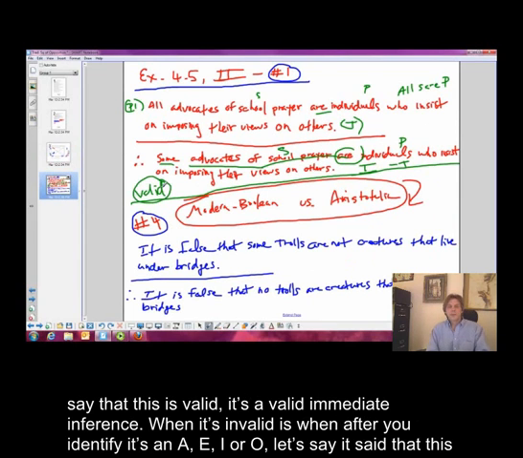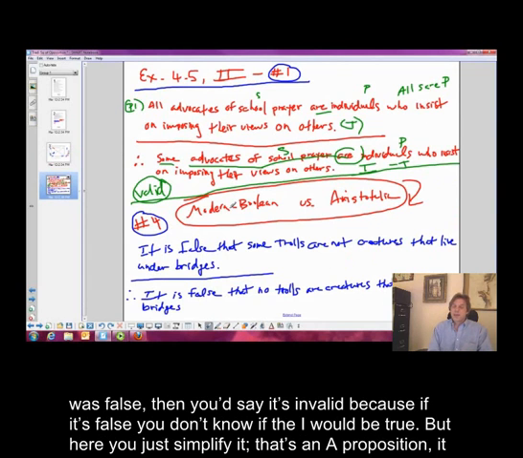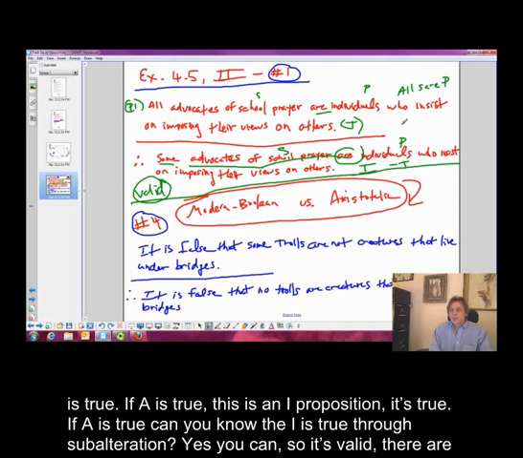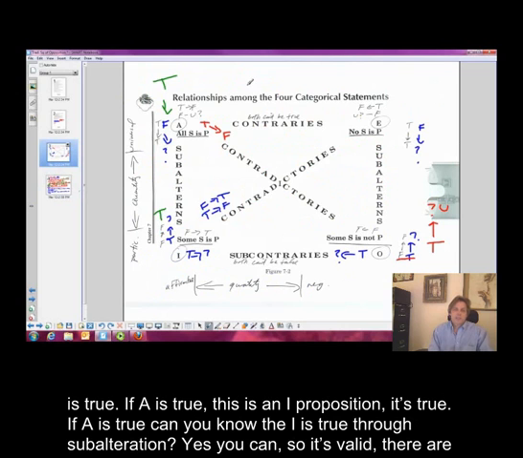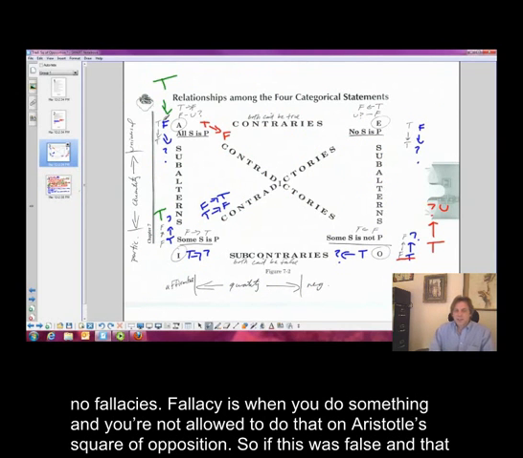Okay? When it's invalid is when after you identify it's an A, E, I, or O, let's say it said that this was false. Then you'd say it's invalid because if it's false, you don't know if the I would be true. But here, you just simplify that. That's an A proposition. It is true. If A is true, this is an I proposition. It's true. If A is true, can you know the I is true through subalteration? Yes, you can. So it's valid. There are no fallacies. A fallacy is when you do something and you're not allowed to do that on Aristotle's square of opposition.